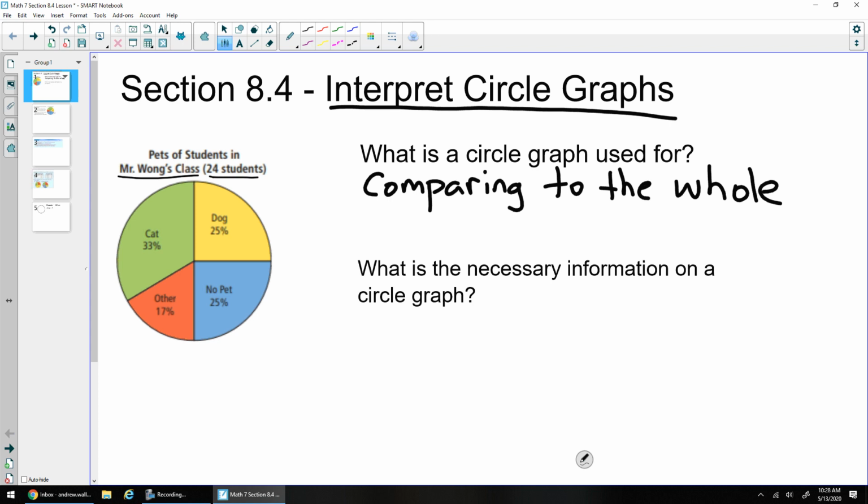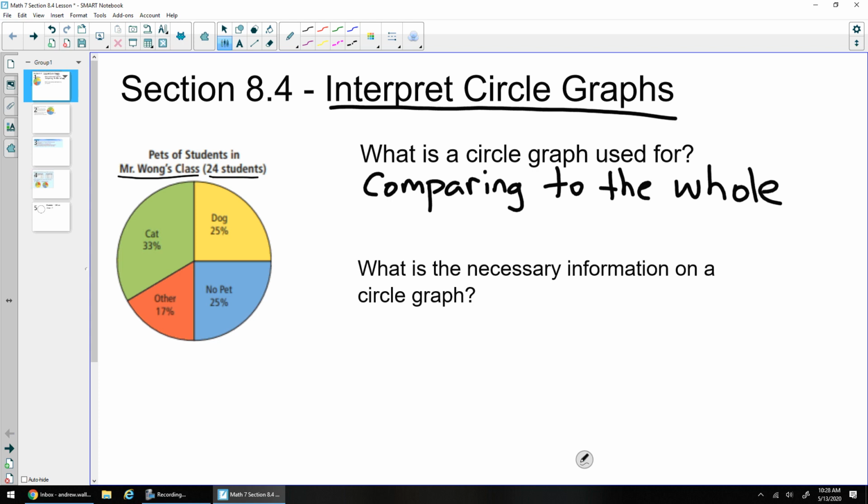And so we can compare them, and we can easily see visually which group has the largest percentage, sometimes without even looking at the numbers. It's just quite easy to compare. It's easy to see, oh yeah, cat has more than other. Dog and no pet are the same. So they're just a good visual when comparing.